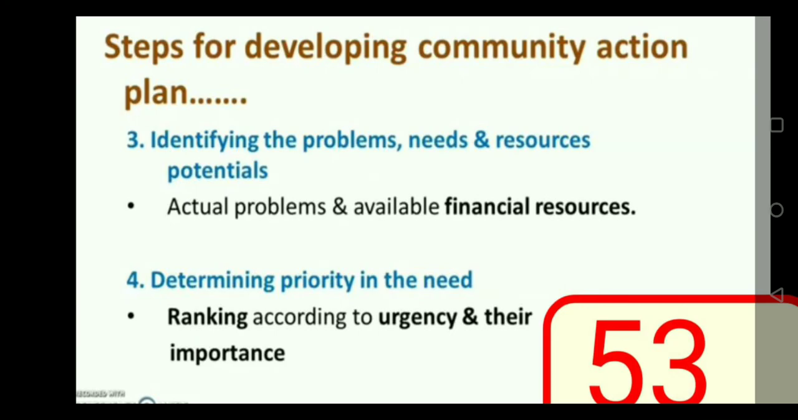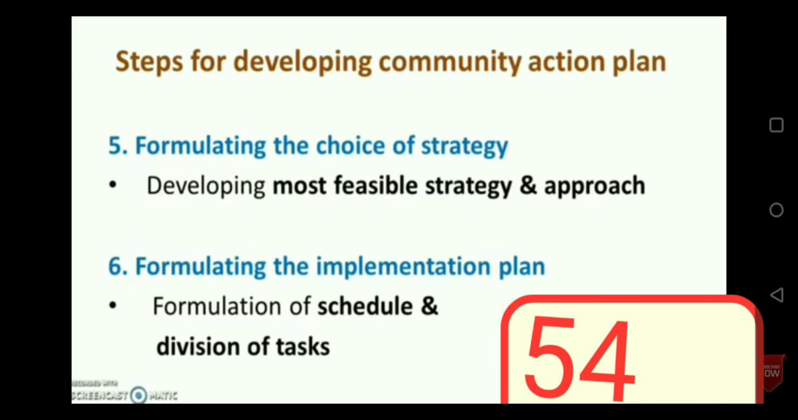Fourth one, determining the priority in the needs. You should rank according to urgency and importance. Priority wise means we decide which care to give first, second, third. So ranking wise we can give the care. Then fifth one is formulating the choice of strategies. Here we can develop more feasible strategies or approaches. Sixth one is formulating the implementation plan. Here we can schedule and divide the tasks for the implementation plan.